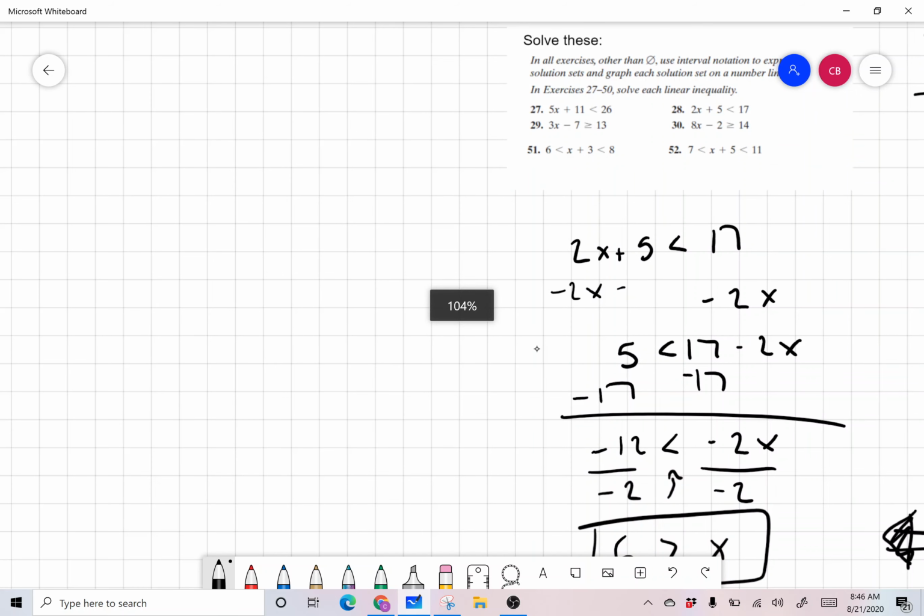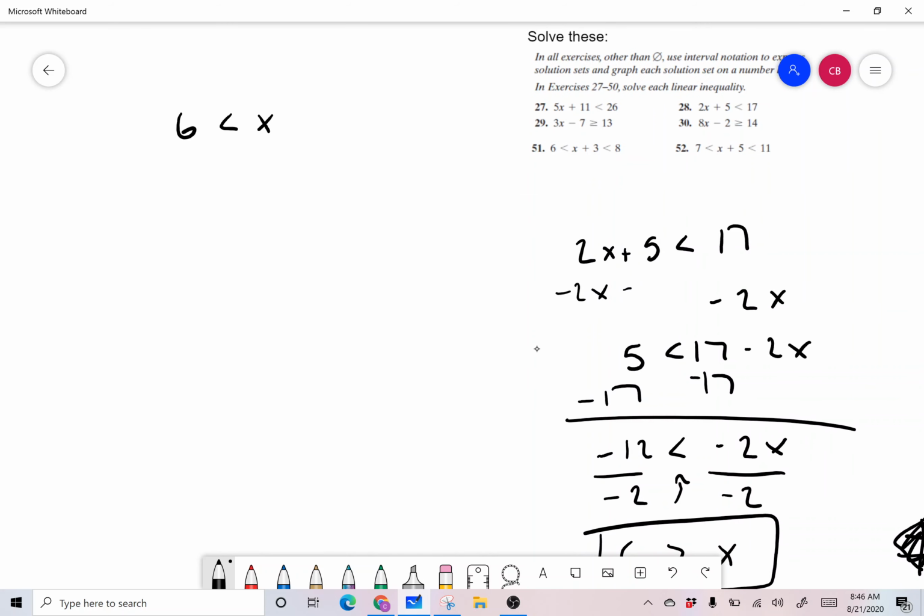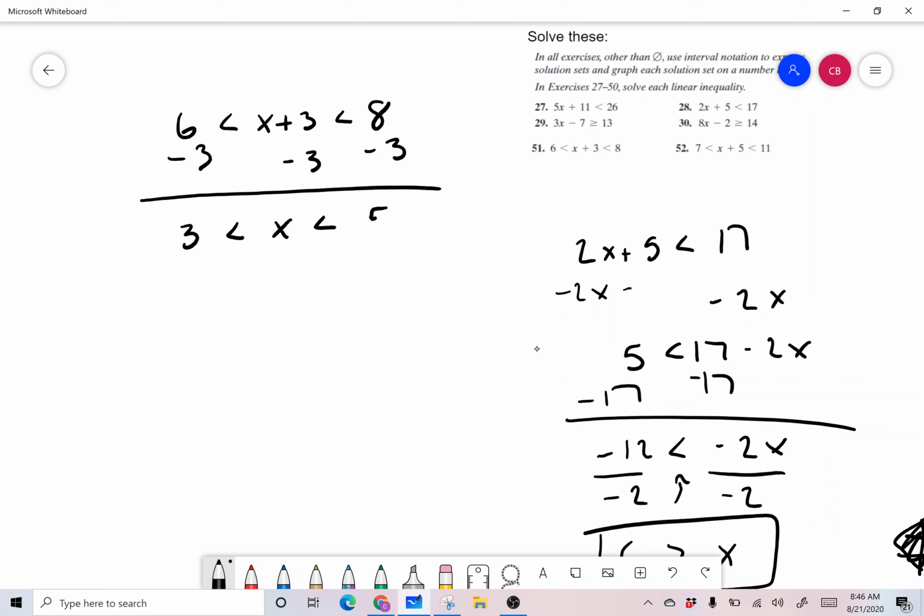If you ever have anything like this, guys, 6 is less than x plus 3 is less than 8, then you work from the inside out. So we're going to minus 3, minus 3, minus 3. This is 3 is less than x is less than 5. So what does that look like on a graph? Well, here's 3. Here's 5. These are parentheses, parenthesis, parenthesis. Anything in between there works. So 4 works, 4.5 works, 4.99 works, as long as it's between 3 and 5.